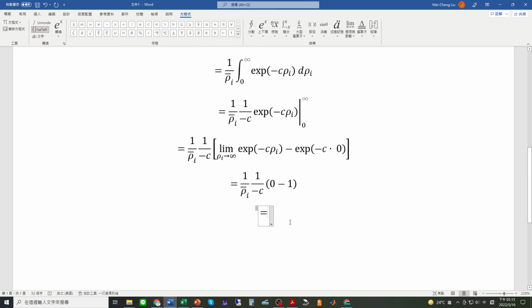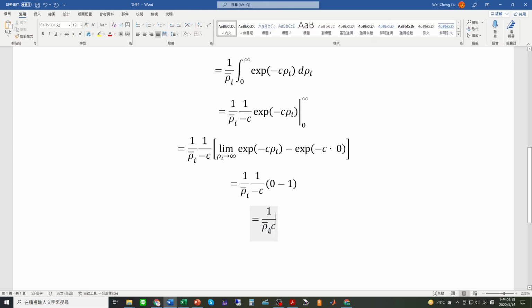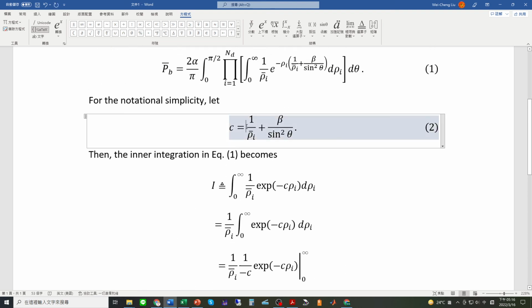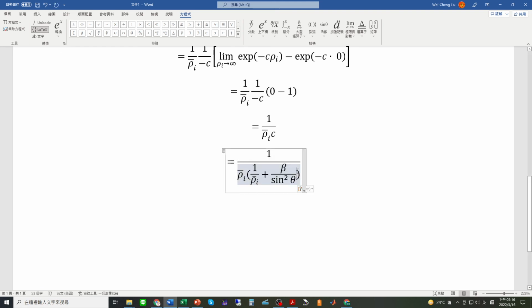And it is equal to 1 over rho bar I times C. And we substitute C into here. Then we have a 1 over rho bar I.